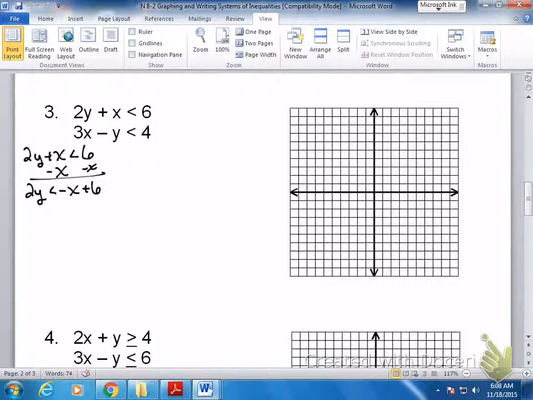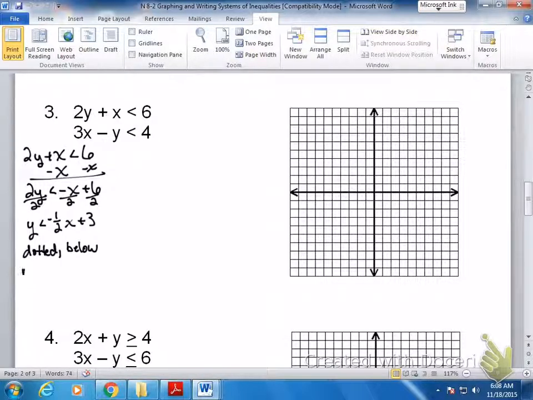Now we have to get y by itself, so I'm going to divide everything by 2. When you do that, you get y is less than, negative x over 2 is really negative 1/2 x. 6 divided by 2 is plus 3. So now we can use that to plot our points and find out how to shade. It's less than, so it's going to be dotted. And since it's less than, it's also going to be shaded below.